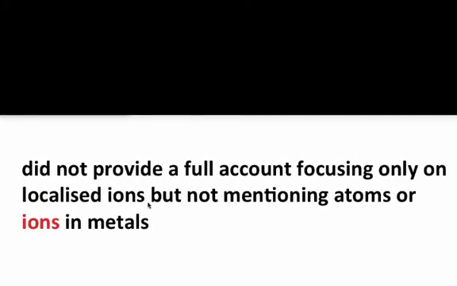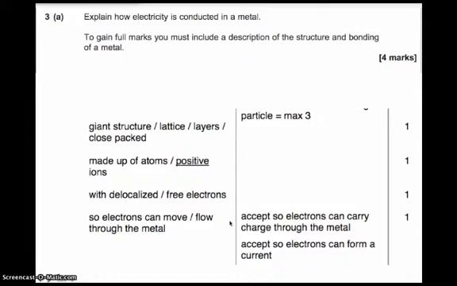Also, this is about metals here and structure and bonding. Make sure you talk about ions in metals. So if we're talking about metals here, remember it's a giant structure, it's lattice, it's layers, it's made up of ions, it has delocalized electrons, and the electrons can move and they can flow through the metal. This phrase here, through the metal, is really important.